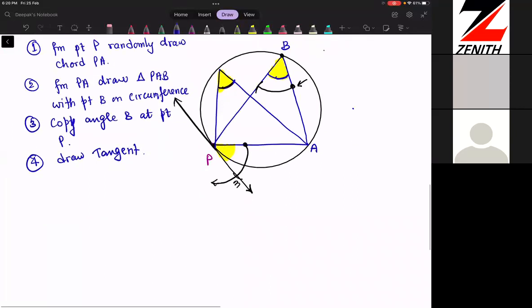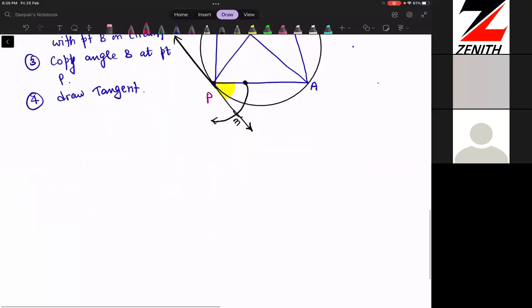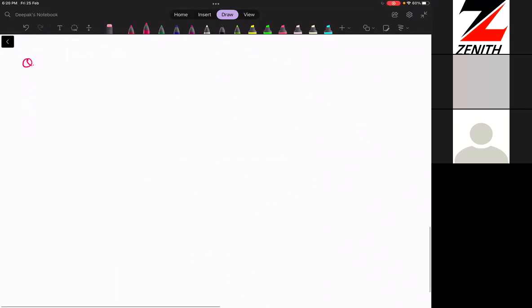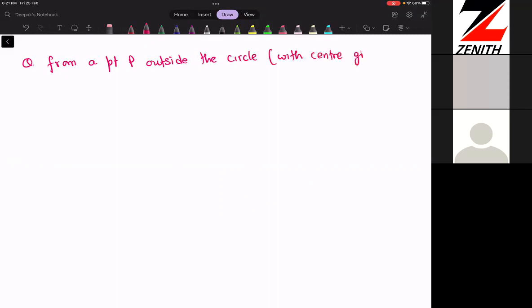Okay, next one. From a point P outside the circle with center given, draw the tangents.